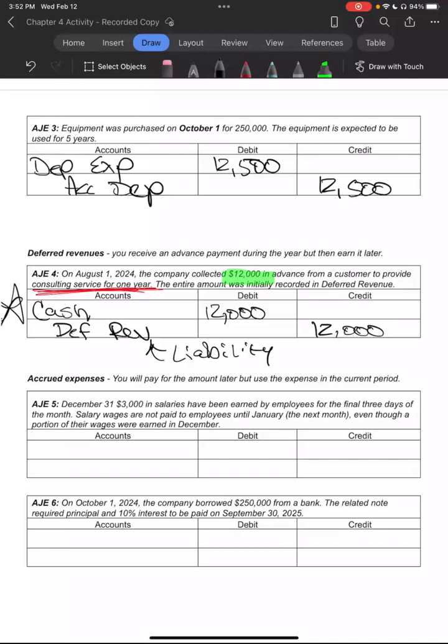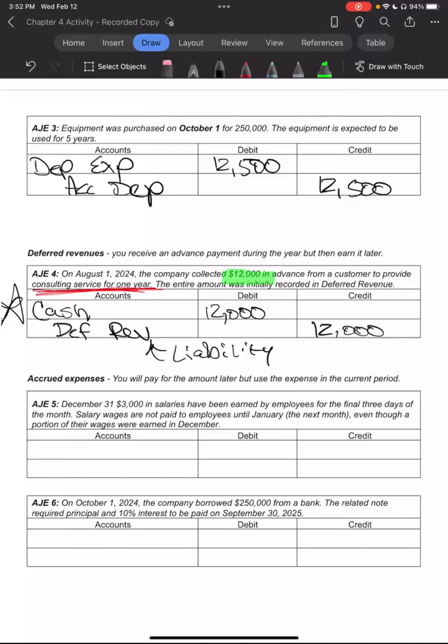But it was for the final 3 days of December. The salary wages are not actually paid to the employees until January, which is the next month, even though a portion of their wages were earned in December. Okay. The wording on this is a little confusing.